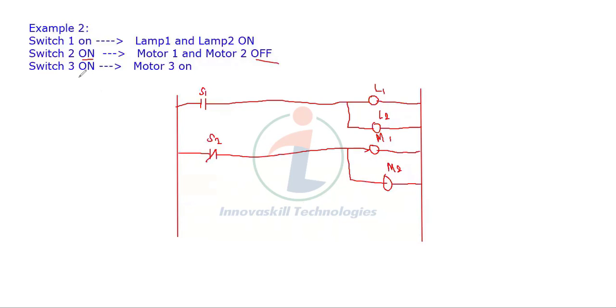Next, the third condition is if switch 3 is on, motor 3 should be on. Input is on, output is also on. Switch 3 is connected to motor 3. So this is how the program should be done. Next, we will see another example.